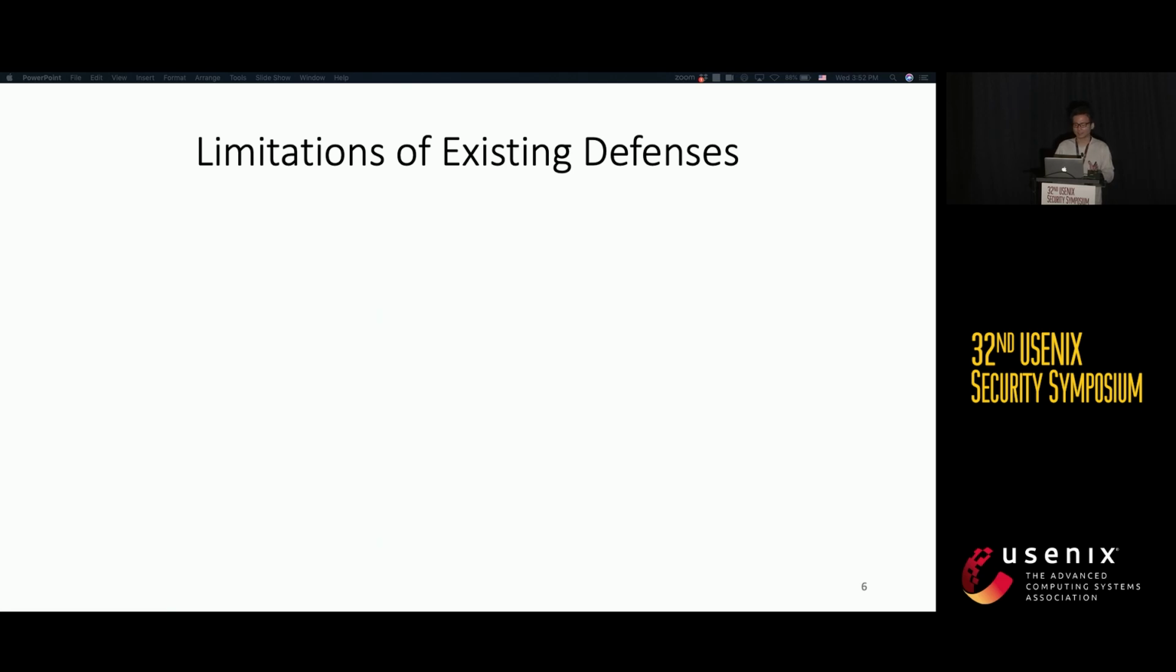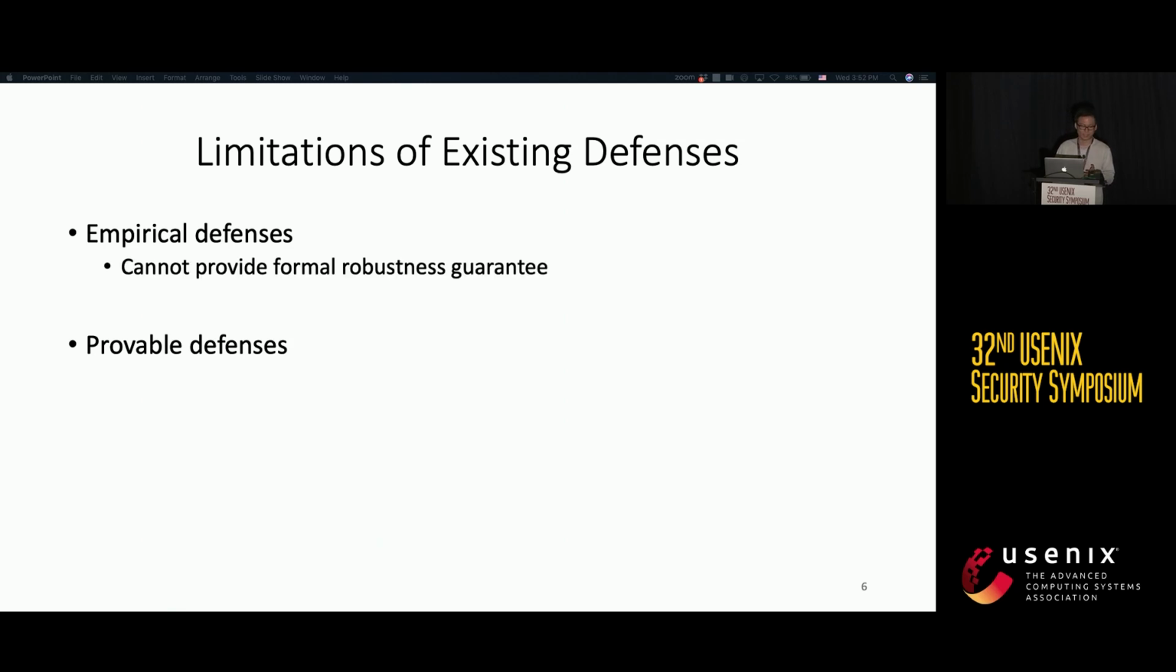So to defend against the data poisoning attacks to recommender systems, many defenses were proposed. Existing defenses can be categorized into empirical defense and provable defense. Empirical defense aims to build empirically robust recommender systems against data poisoning attacks. However, the major limitation of empirical defense is that they cannot provide formal robustness guarantee, which means they cannot guarantee their performance under arbitrary data poisoning attacks.